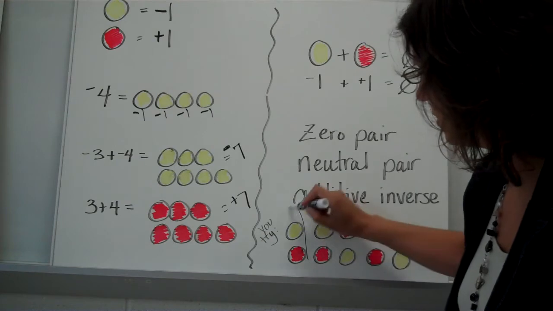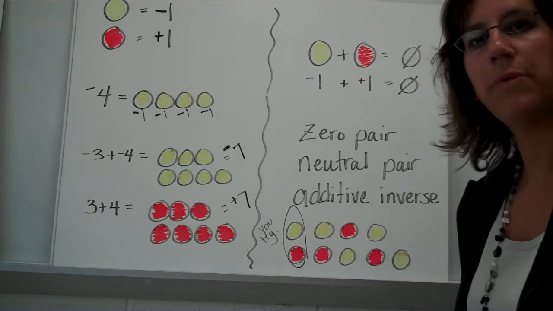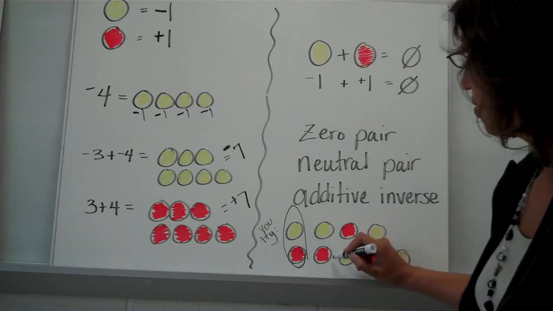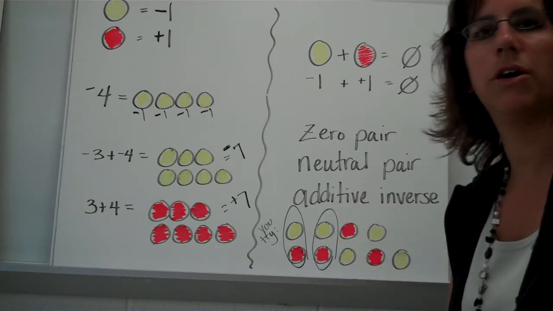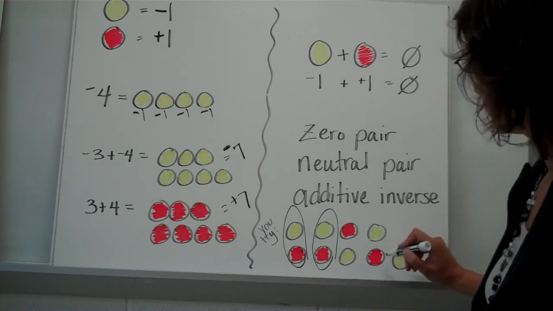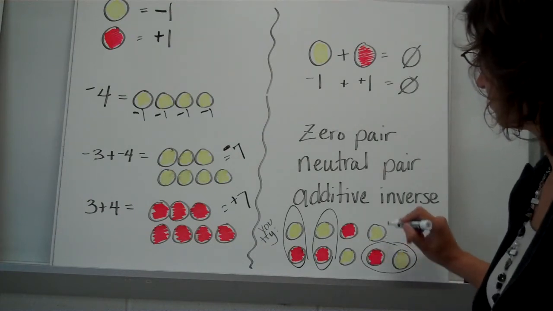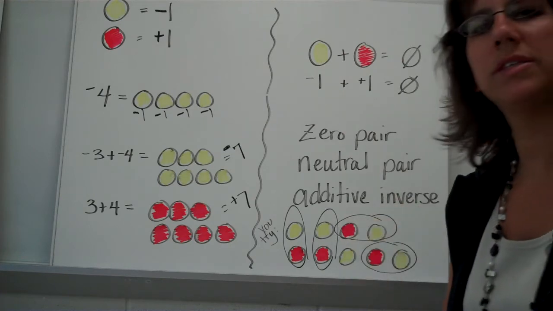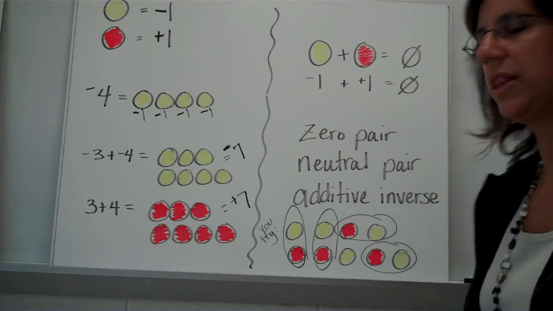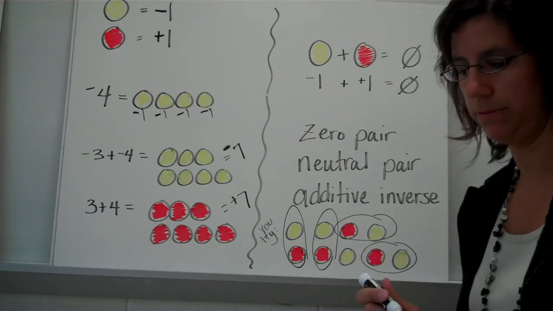Let's see, did you group these together? That would equal zero, a negative one and a positive one. That's a zero pair. We're using the additive inverse here. A red circle and a yellow circle add together to make zero. We can do these, we can do these. So what's left? After we take all the zero pairs out, what are we left with? But one yellow circle.